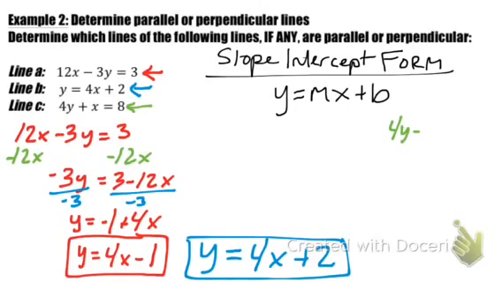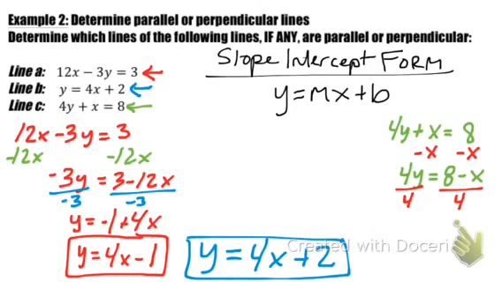In line C, we have 4y plus x equals 8. So right away I'm going to subtract x from both sides, which leaves me with 4y equals 8 minus x. Close, but not yet in slope-intercept form, so I'm going to divide both sides by 4 and simplify and get y equals 2 minus 1/4 x. We're not in slope-intercept form, so I have to flip-flop my negative 1/4 x and positive 2, so that I have y equals negative 1/4 x plus 2.